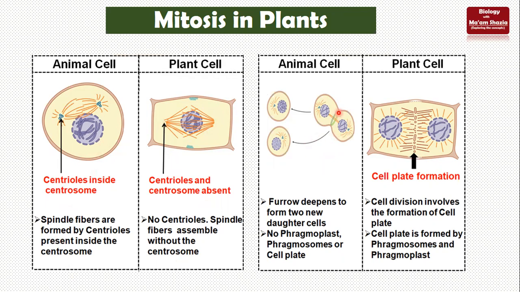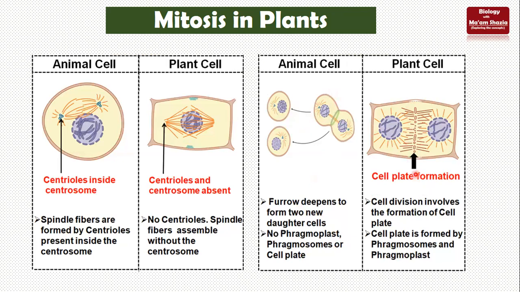This is how they get the division, cell division, cytokinesis. How will cytokinesis take place in the case of plants? A furrow develops and deepens in animal cells, and there is no phragmoplast or cell plate formed in the animal cell. But in the plant cell, cytokinesis is totally different. First of all, there is formation of the cell plate or phragmoplast in the plant cell.